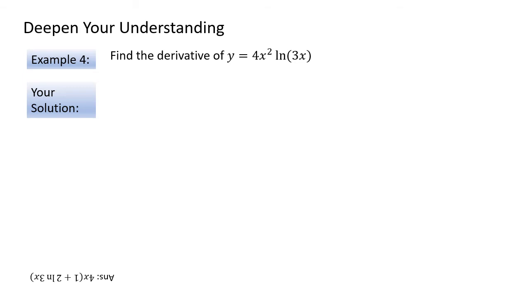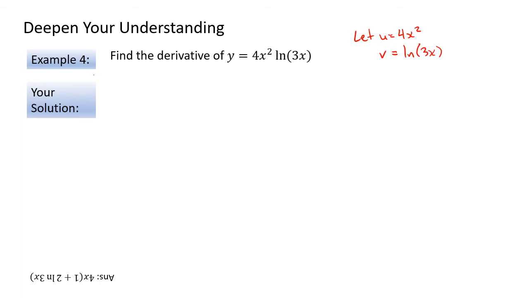So our second example is find the derivative of y equals 4x squared ln of 3x. So you can see here that we have two functions multiplied together. So that means we have to use the product rule. So to do that, we have to let one function be u, so we'll call the first function 4x squared, and one function be v, which is the ln of 3x.